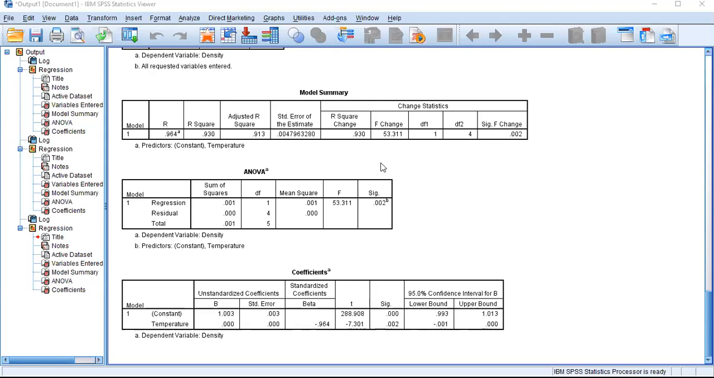When you're rejecting H naught, what do you mean? There is no sufficient evidence to suggest that the simple linear regression model is insignificant. We don't have sufficient information to prove the null hypothesis. We only use "there is no sufficient evidence"; we don't say there is sufficient evidence. There is no sufficient evidence that suggests that the simple linear regression model is insignificant. That's why we rejected it, right?